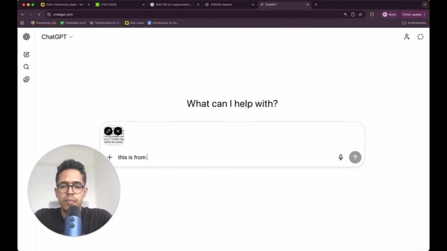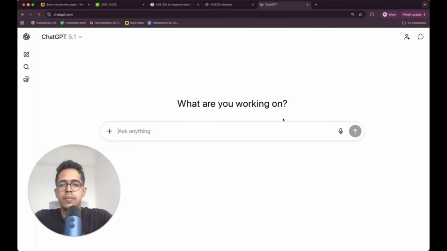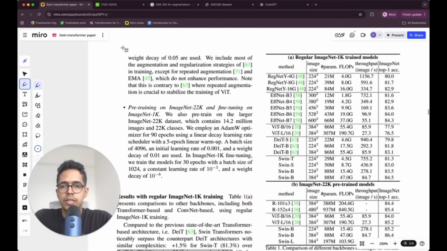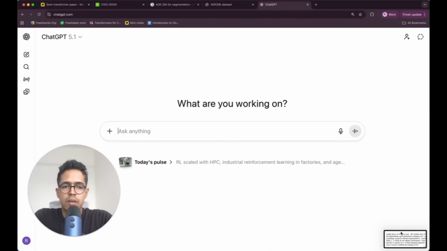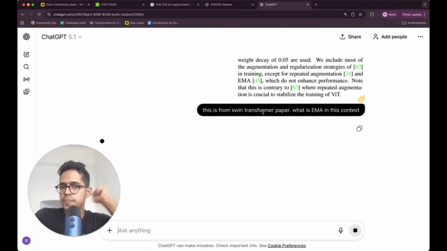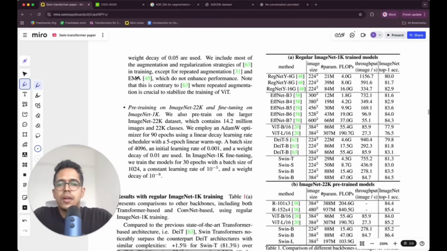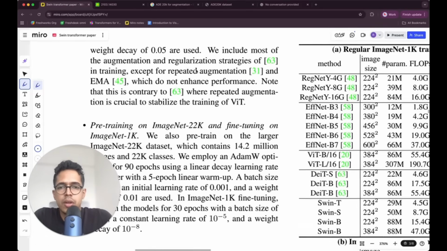This is from the Swin Transformer paper. What is EMA in this context? Oh, I think I lost my screenshot. This is from the Swin Transformer paper. What is EMA in this context? Exponential moving average. All right. Which do not enhance performance. So those augmentations do not enhance performance.